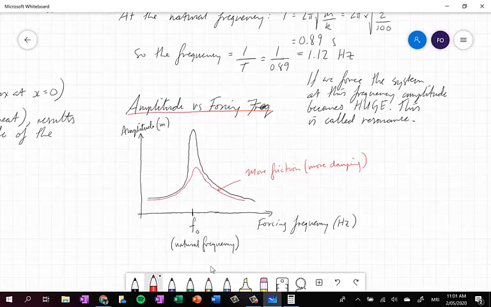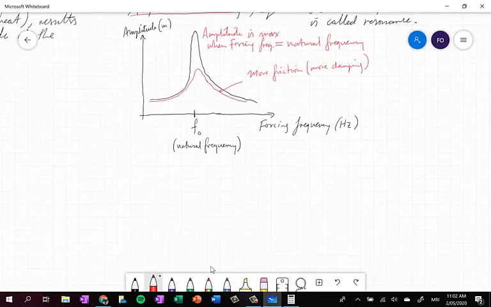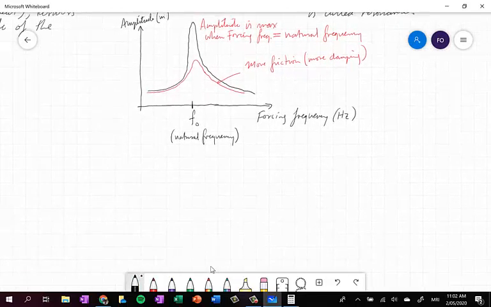So amplitude is maximum when forcing frequency equals natural frequency. So just to summarize here and to remind you of what the key terms are here.